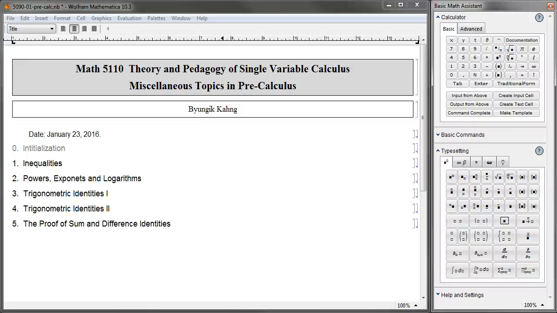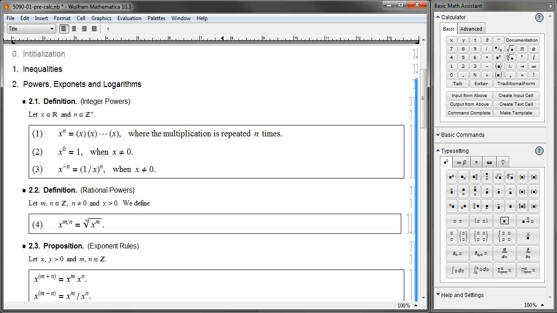Okay, another topic I'd like to review is powers, exponents, logarithms, which I summarized in section 2 of this notebook. Here is the definition of integer powers. For any real number x and for any positive integer n, we define x to the nth power as a repeated multiplication like this: x times x times x all the way up to n times.